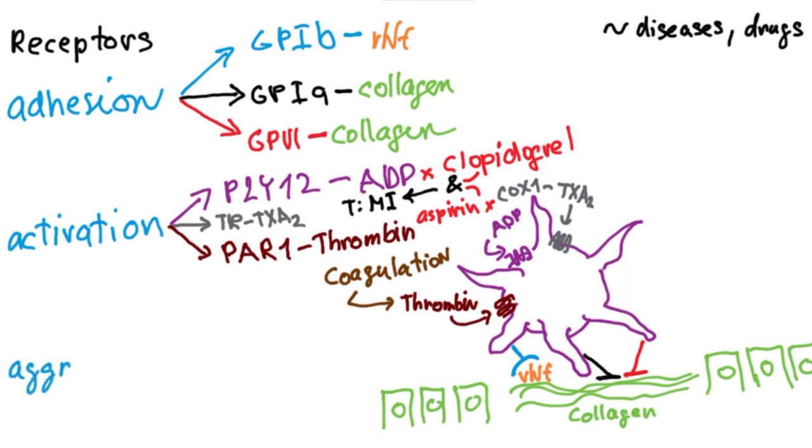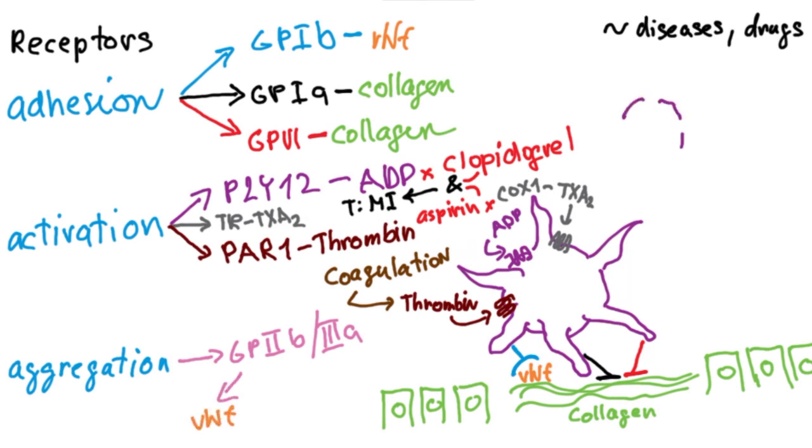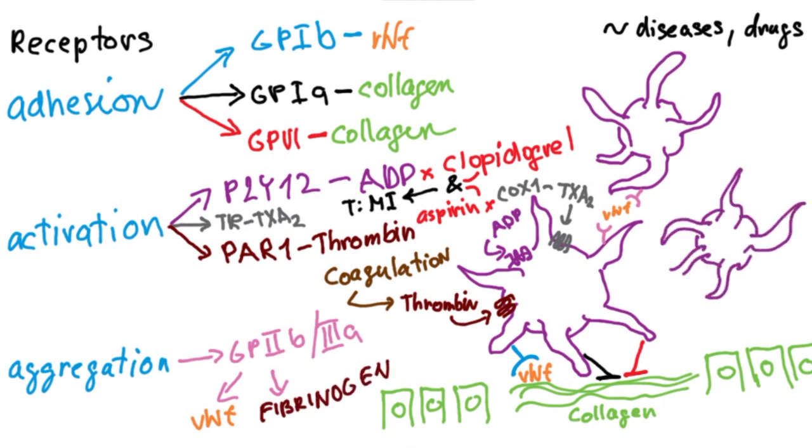Alright, and what about aggregation? Well, the receptor responsible for aggregation is a receptor called GP2B3A. And this GP2B3A receptor, interestingly, is able to bind free-floating, I want to stress, free-floating von Willebrand's factor. And not only this, but also free-floating fibrinogen. Watch out, not fibrin, but fibrinogen. And the platelets use this receptor for aggregation.